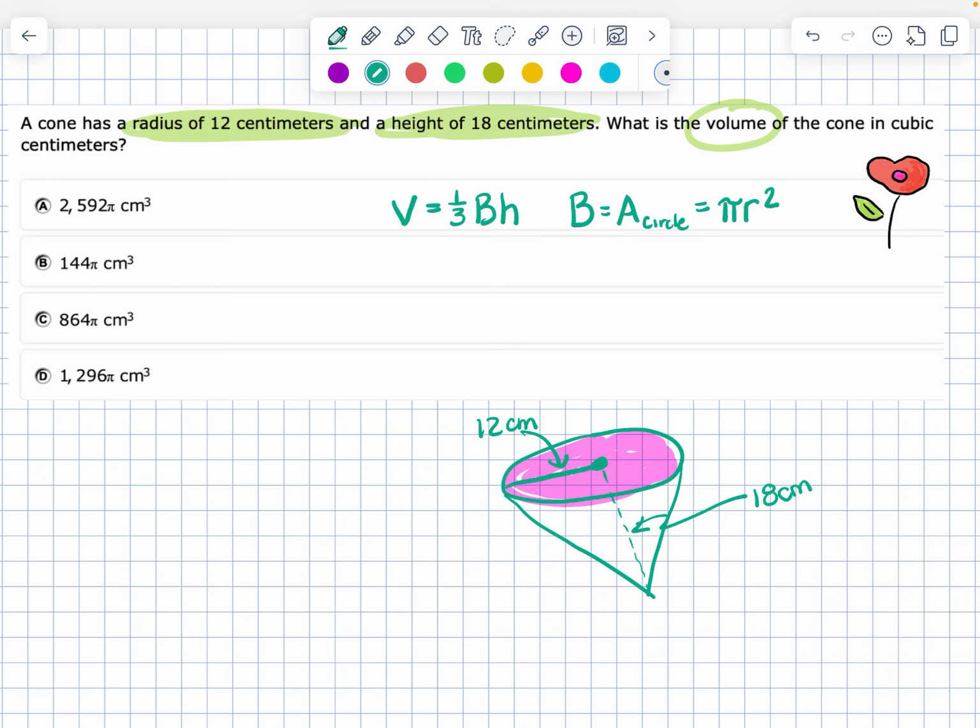Okay, so now we can take this equation here and substitute in the area formula for this b. So let's do that first. Okay, so I'm going to write it down here. So volume is equal to 1/3 times the area of the base, which is pi times r squared, and then times the height of the cone. Now we can substitute in all of our numbers. Okay, so we have V equals 1/3 pi. The radius is 12 centimeters, so that's going to be 12 squared. And then the height is 18 centimeters, and I'm leaving the units off just to make this clean.